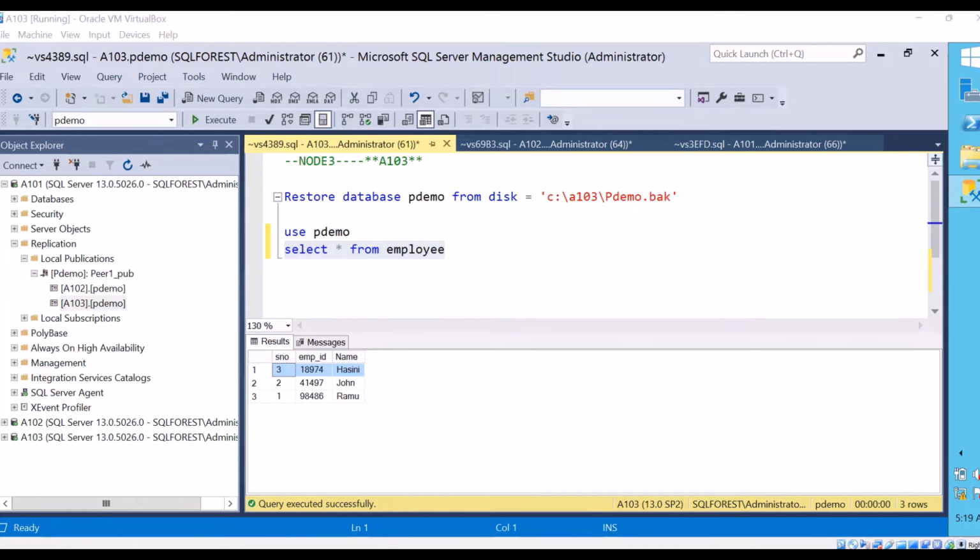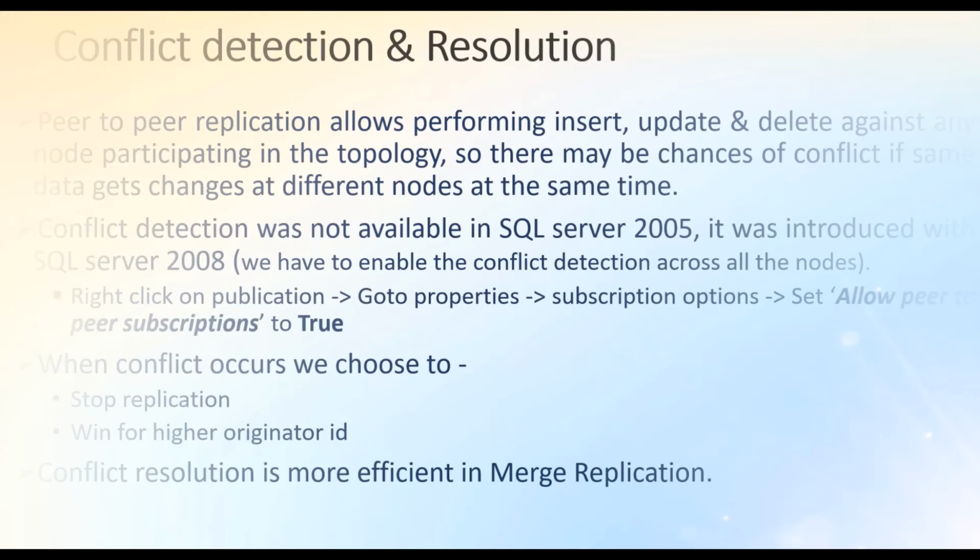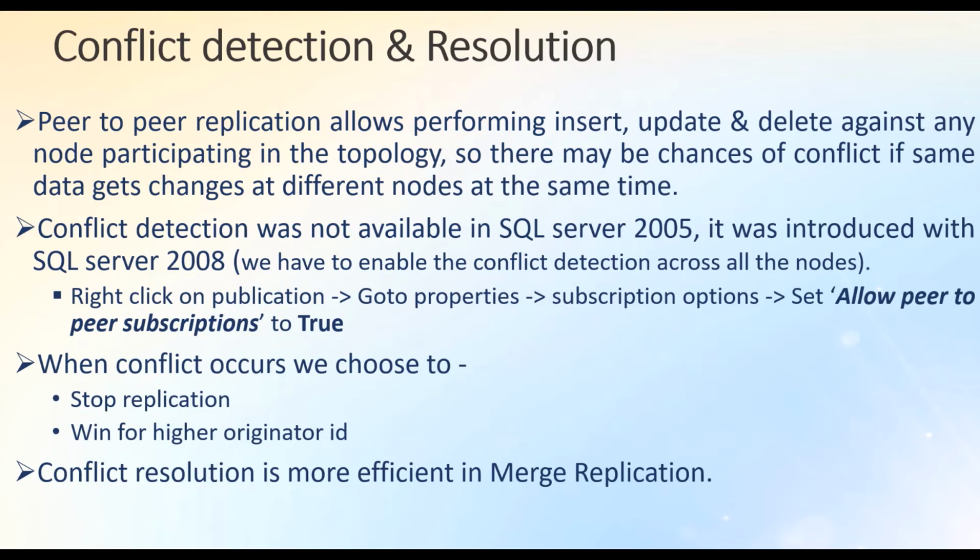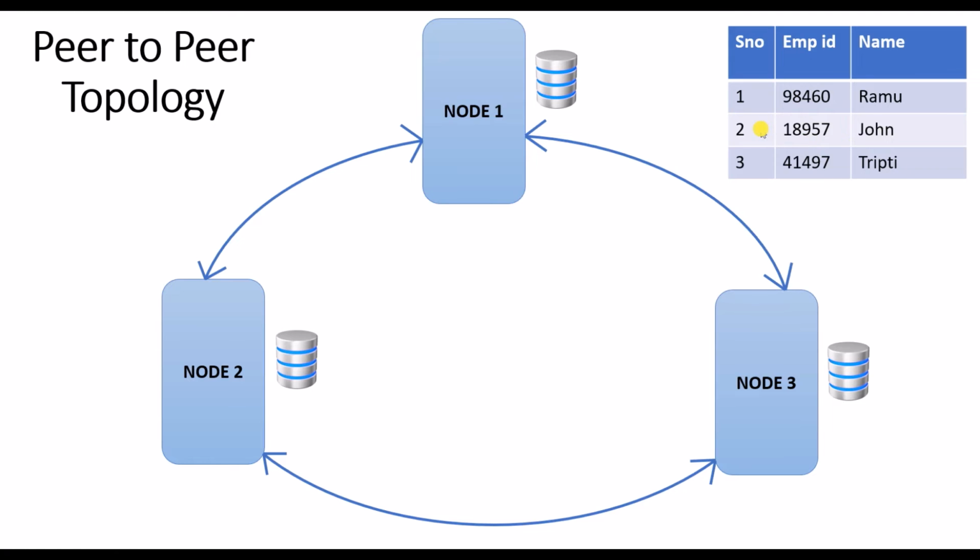So how is it going to be? P2P replication allows performing insert, update, and delete against any node participating in the topology. So there may be a chance of conflict if the same data gets changed at different nodes at the same time. In the previous example, we updated a single record, employee 18975. If I update this record with another name in node 1, node 2, and node 3 at the same time, then it causes a conflict about whether it should take updates from node 1, node 2, or node 3. So which one to update?